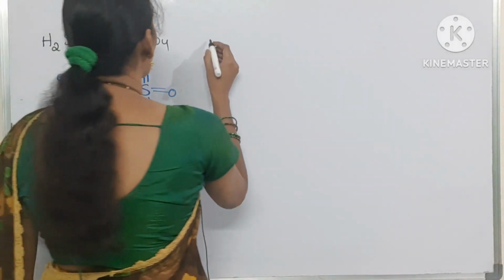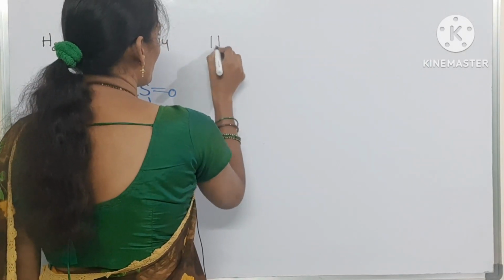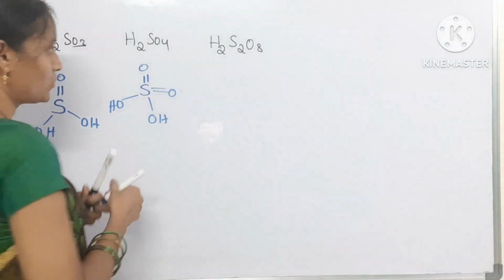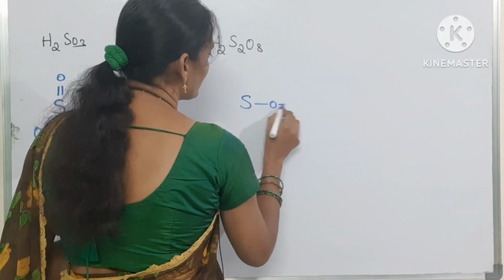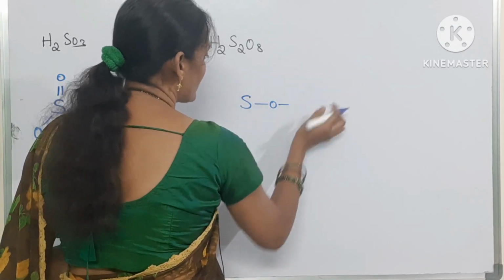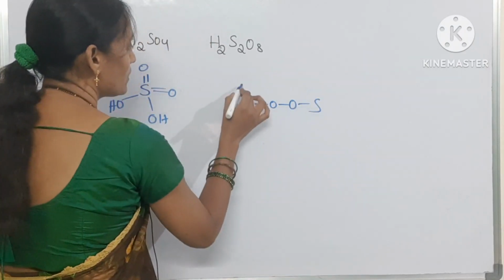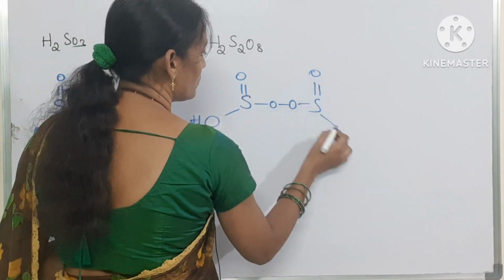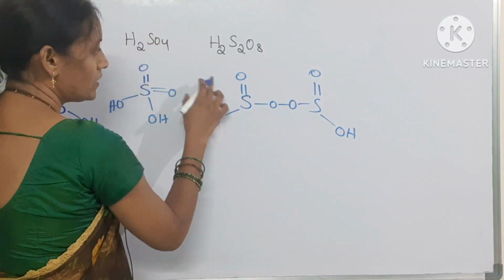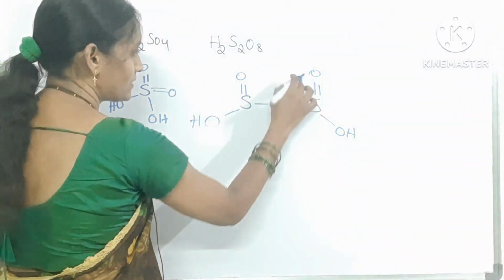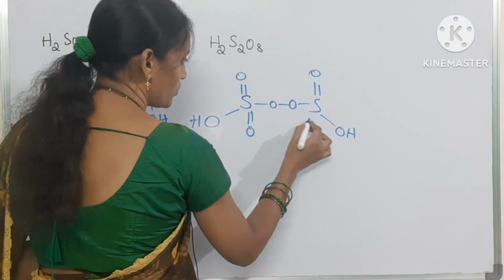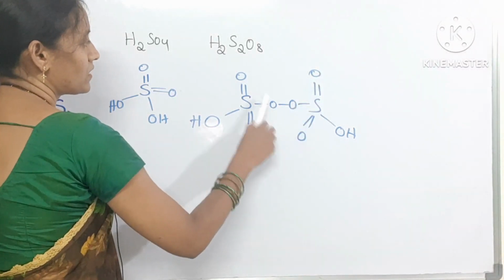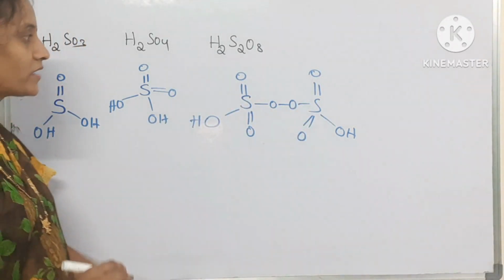Next, peroxysulfuric acid, H2S2O8. In peroxysulfuric acid you can see a peroxy bond is present between 2 sulfur atoms. Here there is double bond O, OH, double bond O, OH. Okay, how many oxygens are completed? 1 2 3 4 5 6. So 2 more oxygens remain. Now it's completed: 8 oxygens, 2 sulfur atoms and 2 hydrogen atoms.